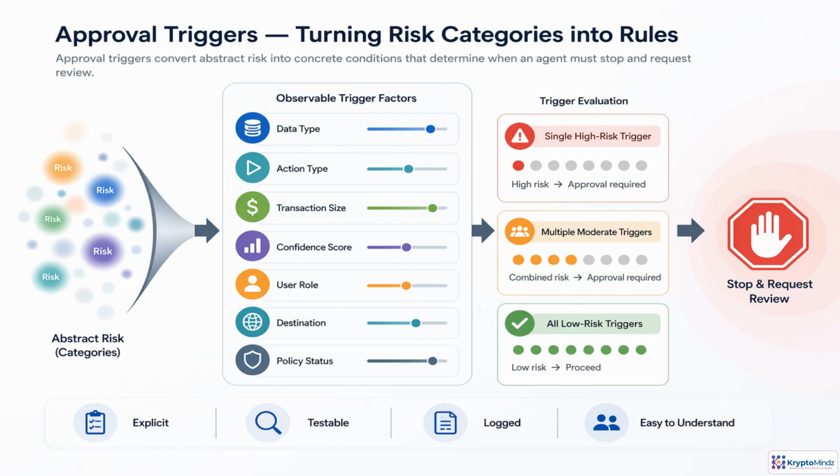One severe condition, like exporting regulated data externally, can force approval by itself. Several moderate signals can also combine to require review. Strong triggers are explicit, testable, logged, and understandable, so reviewers can quickly see why the agent stopped.